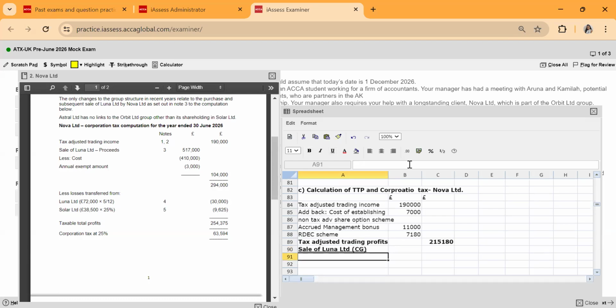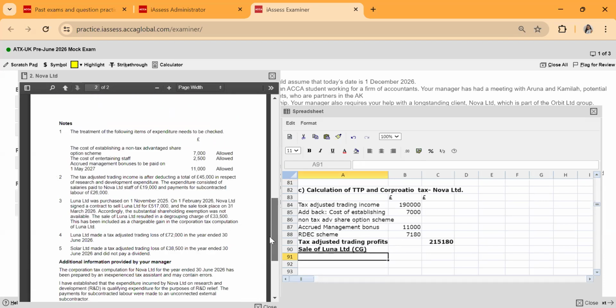Now let's do the calculation. So we can do it here as well. So what will be the calculation? The sale is 517,000. And with this, we will reduce 410,000. But we will add back AEA. AEA will not be reduced. Definitely, it will not be reduced. But there is a note also given. Let's cover that note also.